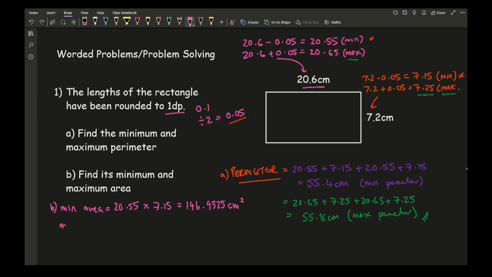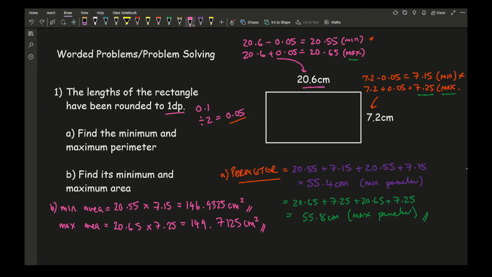Now for the maximum area, I need to use the longest length that it could be, and that's going to be 20.65 times 7.25. And again, if I type that into my calculator, I get an answer of 149.7125 centimetre squared, and there are my two answers.